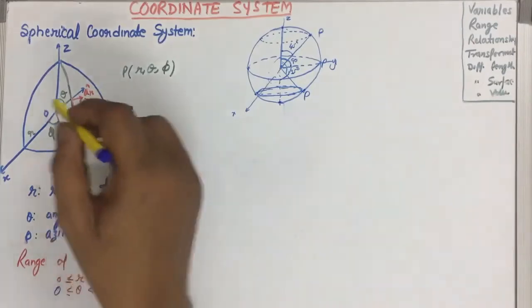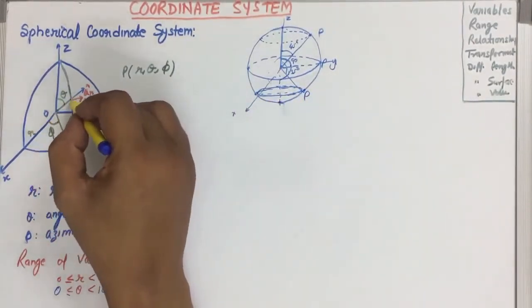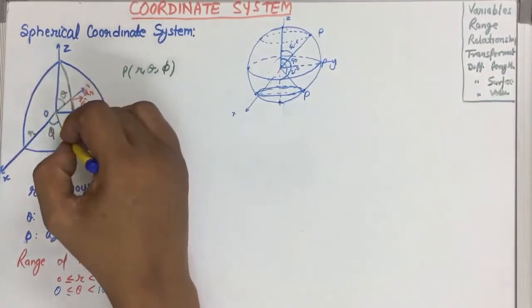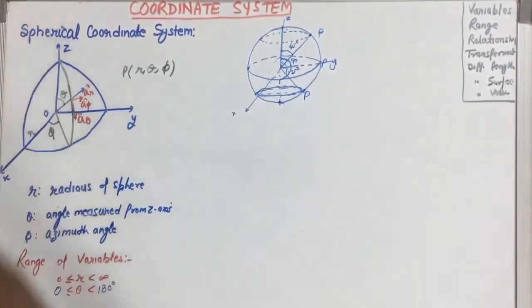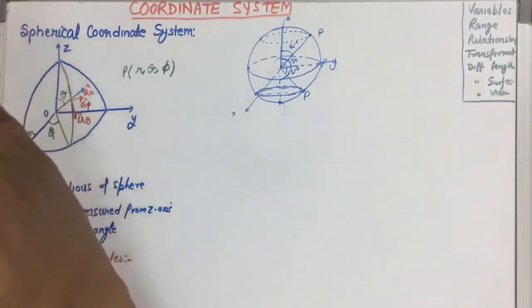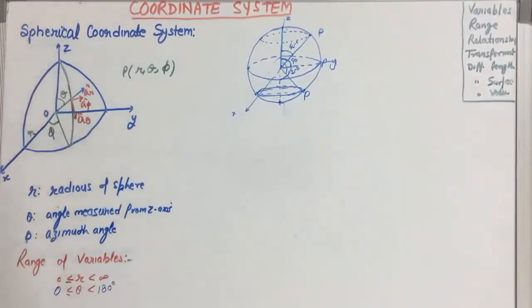Now what about phi? Suppose you are varying the point of interest to complete the full sphere, then you are moving this slice, this surface, completely 360 degrees to complete the full sphere. So phi is moving from 0 to 2 pi.